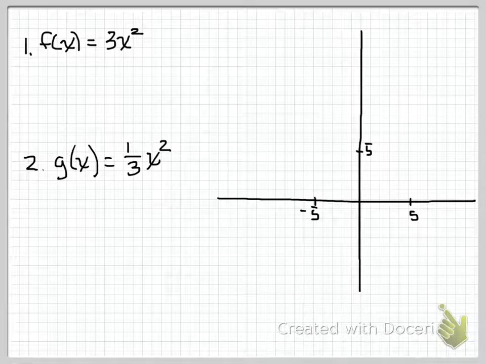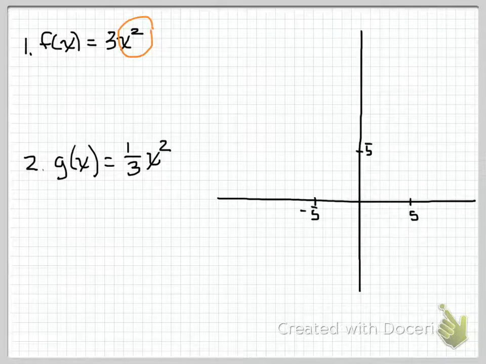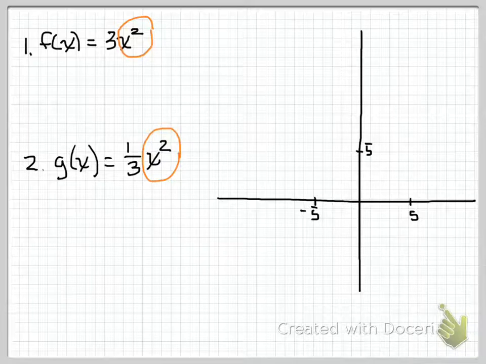In this lesson, we're looking at transformations that either stretch or compress vertically. And as we always do with transformations, the first thing we'll do is identify the parent graph. In both of these, number 1 and number 2, our parent graph is a quadratic, and we identify that from that x squared. So we know that our basic shape is going to be a quadratic equation, which is a parabola.